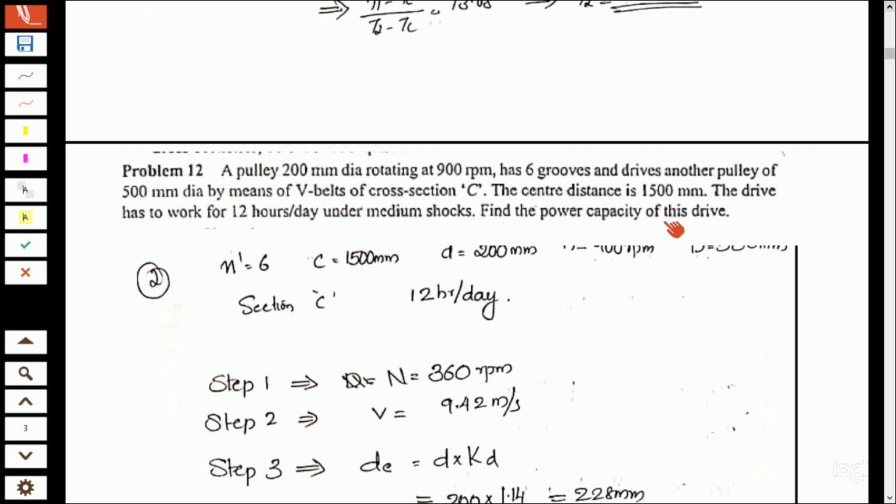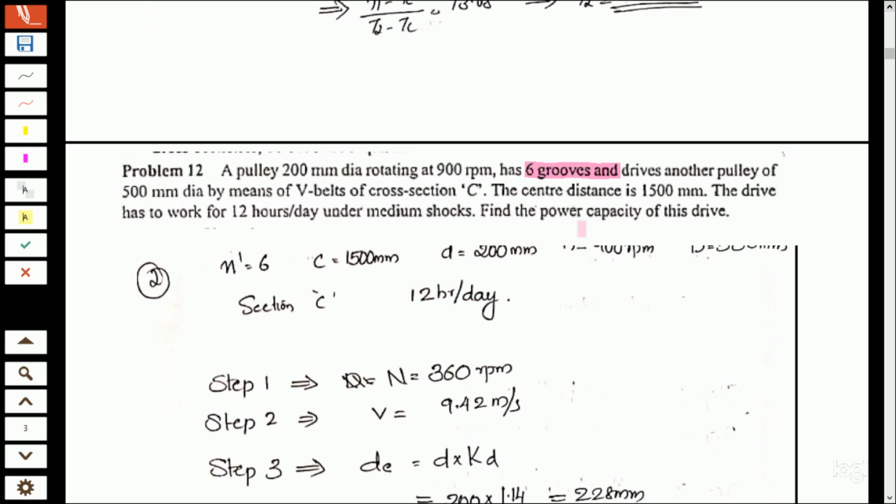I think you might have understood what is the difference here. Here they haven't asked us to calculate the number of belts. Instead they have asked us to calculate the power capacity. Some data are special here. What are the special data? One is this, it has 6 grooves. What is the meaning of this? It means it has got 6 belts.